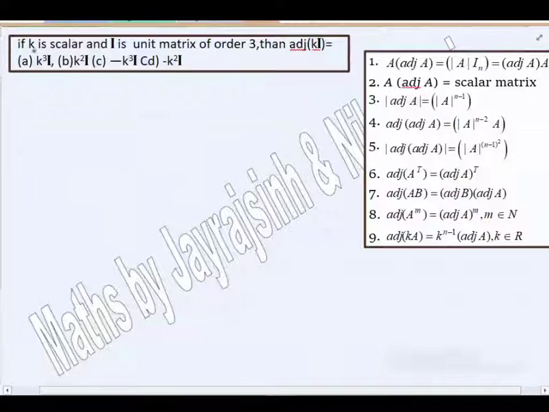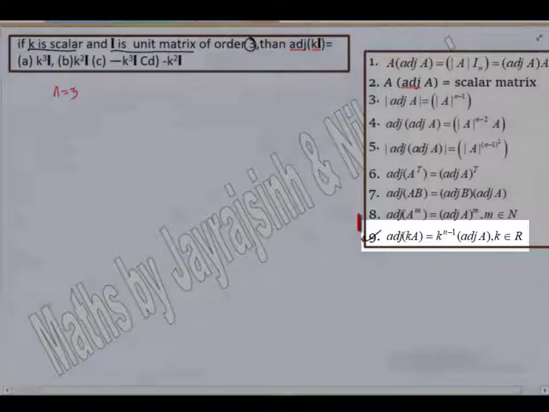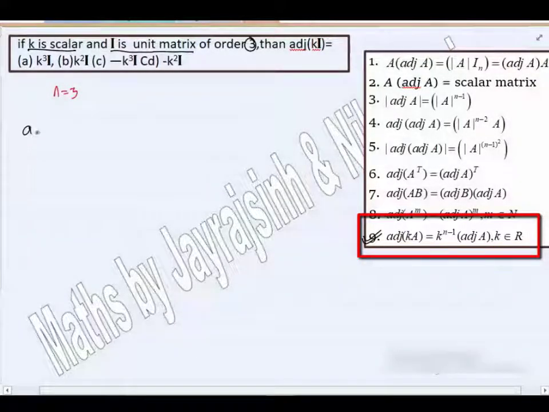In this question we have K is a scalar number and I is a unit matrix of order 3. So let's write down n is equal to 3. Then we have to find adjoint of KI. So here we are going to use the ninth property. Adjoint of KI is actually rewritten as K raised to n minus 1 into adjoint of I.